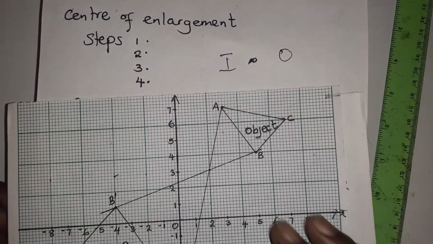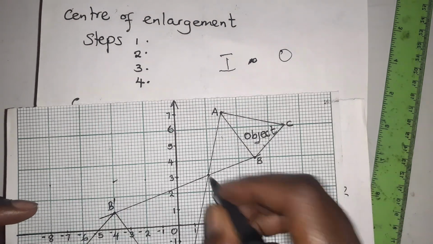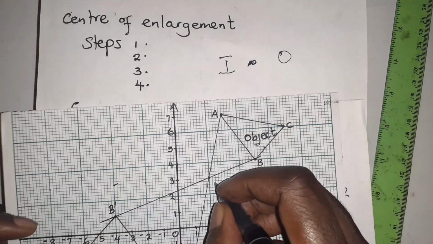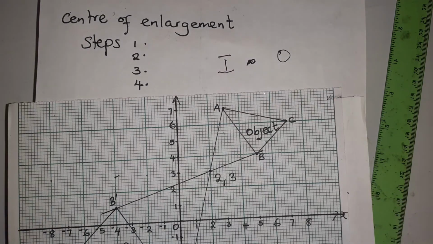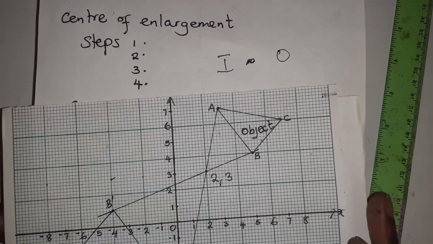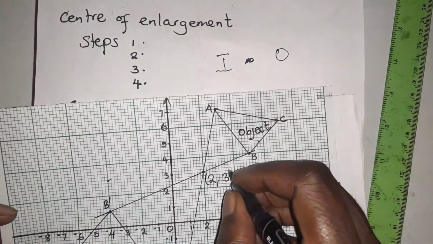So the center of enlargement here, we pick the coordinates. We start with the x coordinate. So it's 2, 3. That is the center of enlargement.